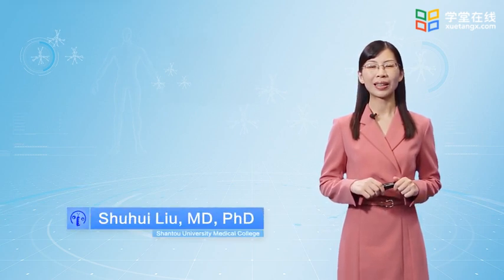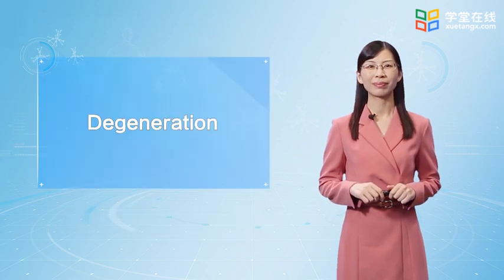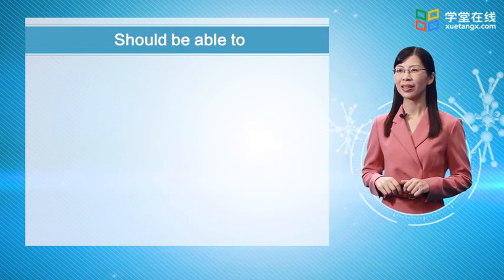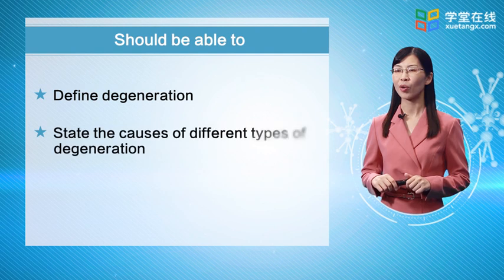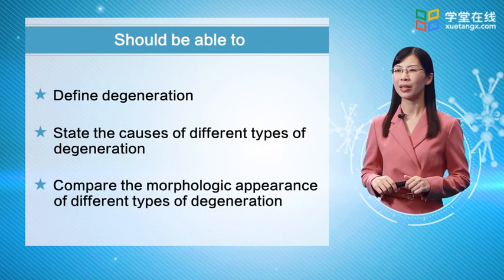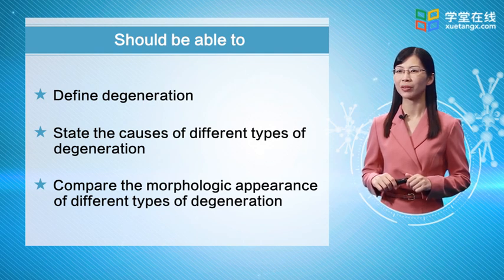In this session, we will begin to study another tissue response to injury, degeneration. These are the learning objectives for today. You should be able to define degeneration, state the causes of different types of degeneration, compare and describe the morphological appearance of different types of degeneration.